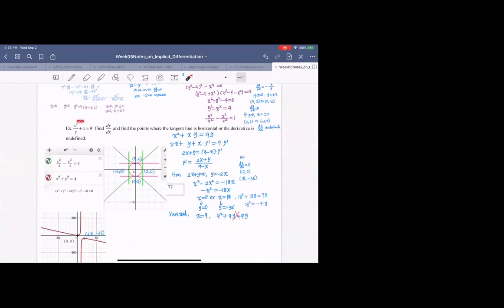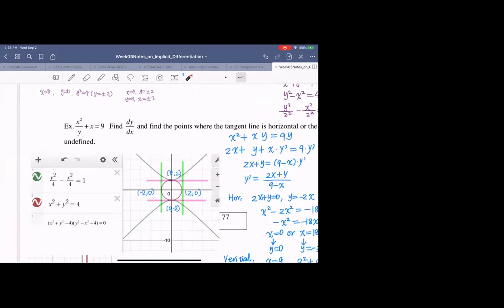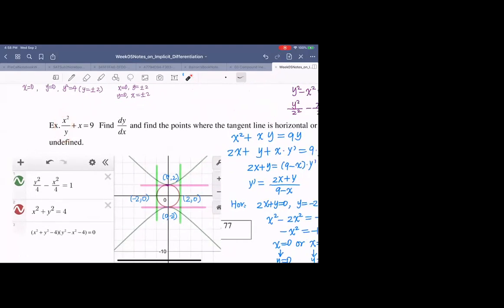And then this one, when you see this, you don't want to do the quotient rule over this. This makes it too complicated. You want to multiply by y, the simple way.